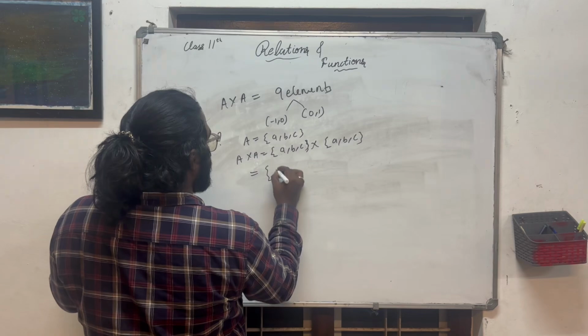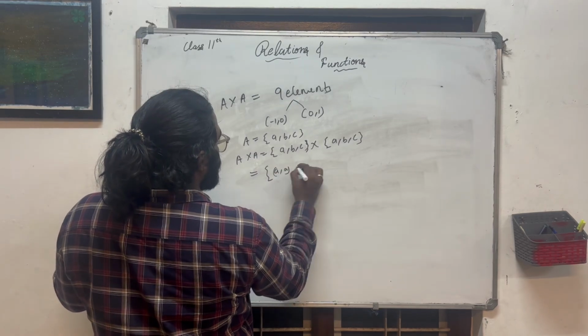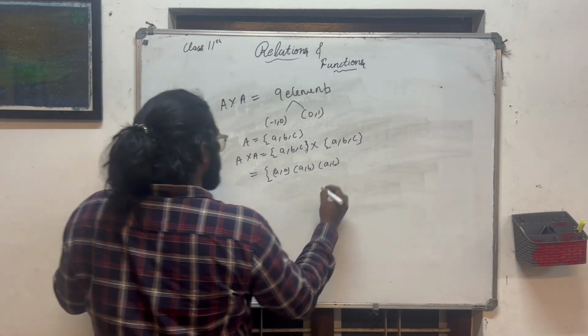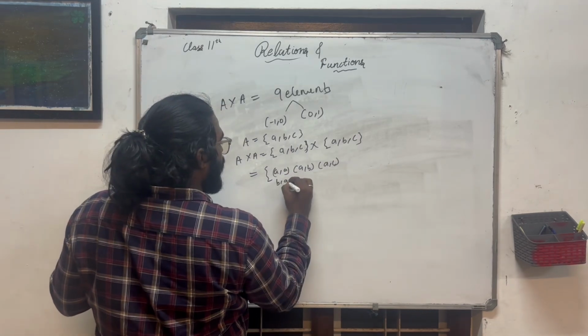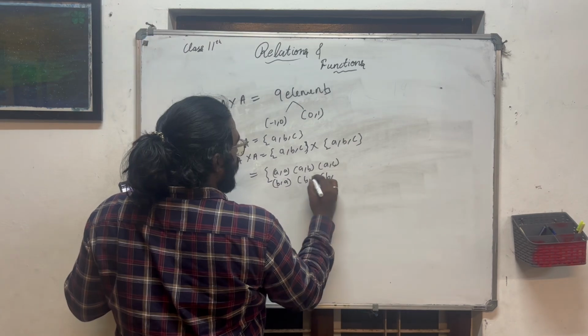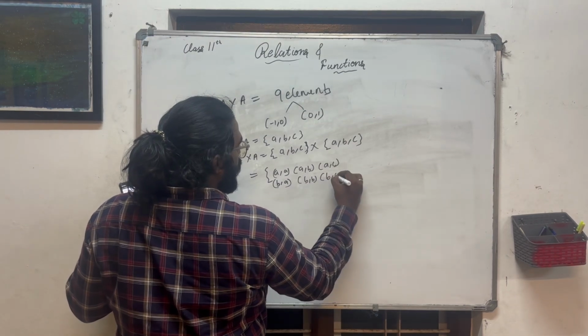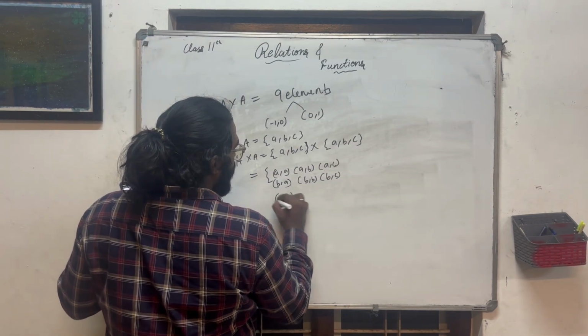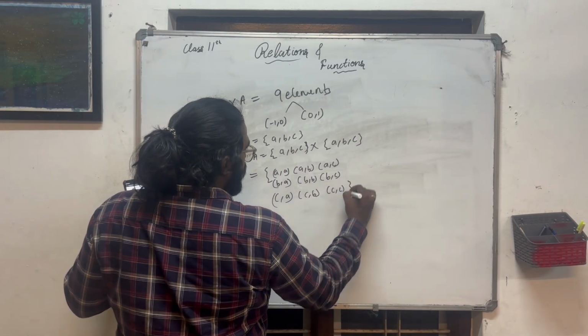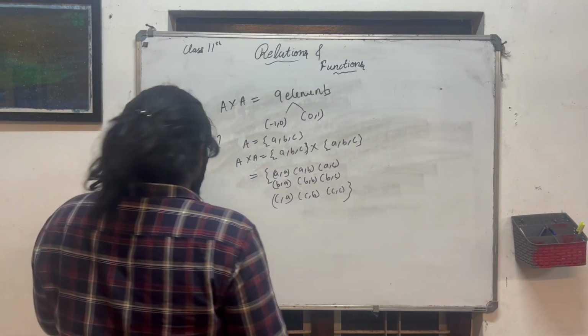तो कैसे होगा आपका आंसर, आपका होगा (a, a), (a, b), (a, c), फिर होगा (b, a), (b, b), (b, c), (c, a), (c, b), (c, c). कितना आएगा? I hope you understood this.